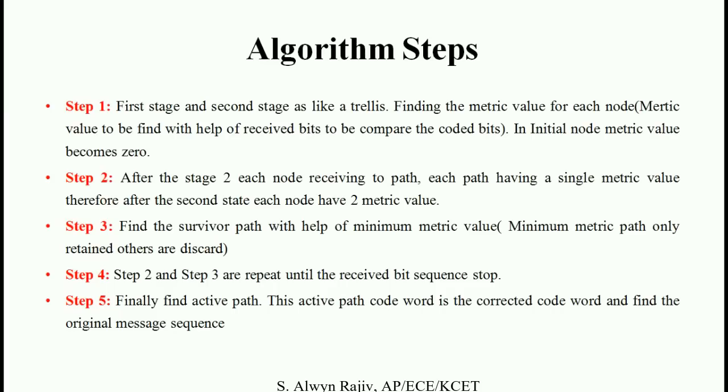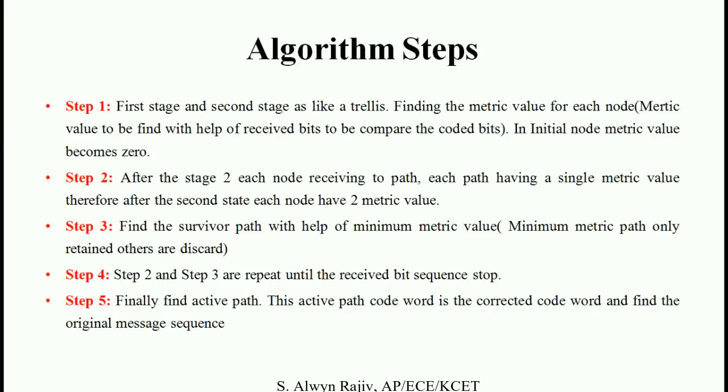Some steps are to be followed in this Viterbi algorithm. The first step: the first stage and second stage are like a trellis. Find the metric value for each node. This metric value is found by comparing the received bits with the coded bits. The initial node metric value becomes 0. Step 2: after stage 2, each node receives two paths, each path having a single metric value. Therefore, after the second stage, each node has two metric values.